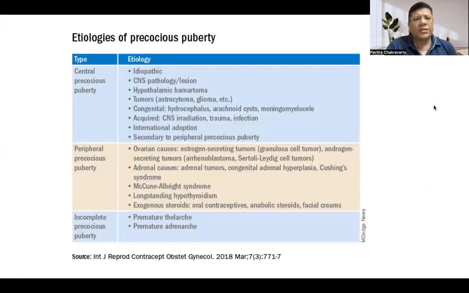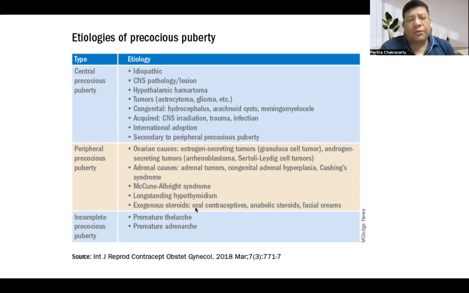This chart: central precocious, as you know, it is usually hamartoma tumors, arachnoid cysts, meningomyelitis. Idiopathic is common in males. Hypothalamic. So these are the main ones in tumors in central ones, idiopathic. Peripheral is very important. And there are some syndromes as well: McCune-Albright syndrome. Hypothyroidism itself causes peripheral precocious puberty.